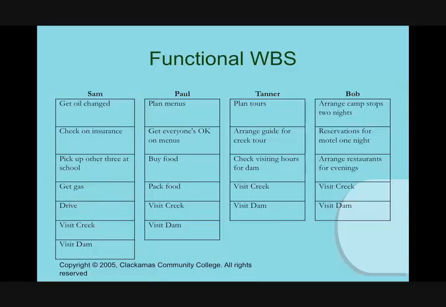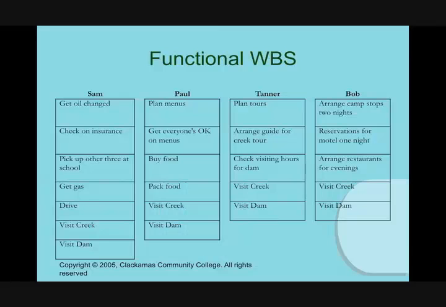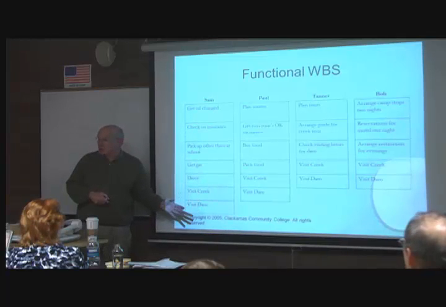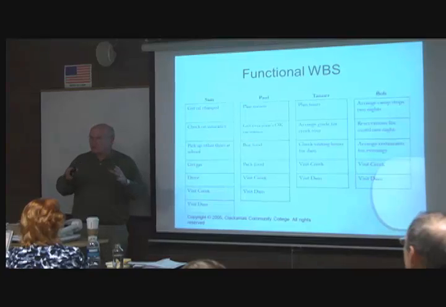And Bob was doing the actual, they were going to camp all the nights except one, and so he was making sure that that was all arranged. And so you see that Sam was going to get the oil change, check on insurance, pick up the other three at school, get gas, drive, visit the creek, and visit the dam. Paul was going to plan menus, get everyone's okay, buy food, pack food, visit the creek, and visit the dam, and so forth. Okay? This is an org chart view of a functional work breakdown structure. It's called functional because we've divided the tasks into different functions.